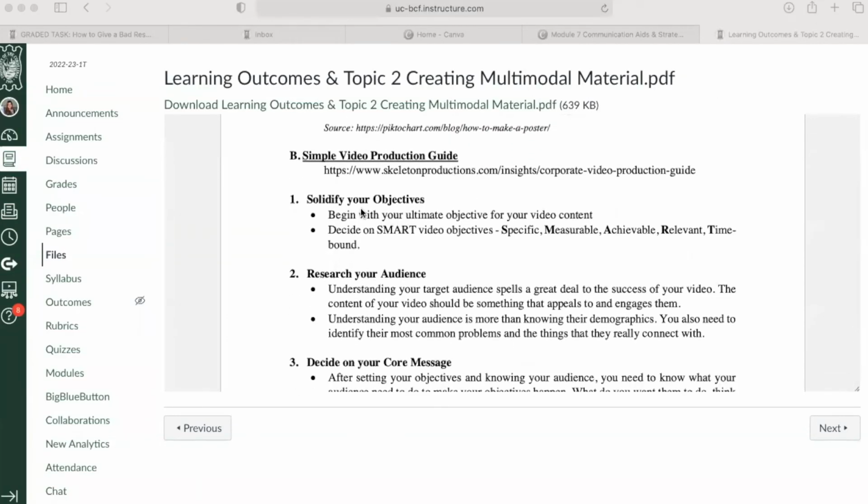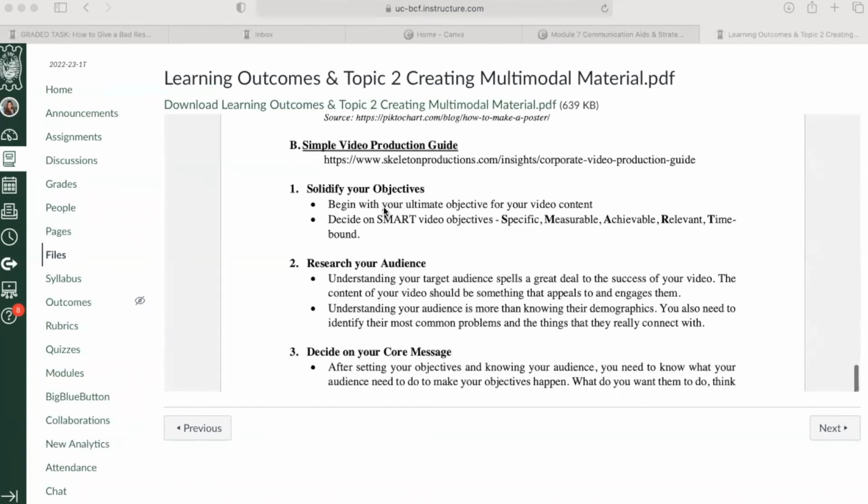So your video production guide, because we'll be making a video for your multimodal advocacy campaign. Now, these are the things that you need to know. First, you have to solidify your objectives, right? So begin with your ultimate objective for your video content. Decide on SMART video objectives. We already know what SMART is: specific, measurable, achievable, relevant, and time bound.